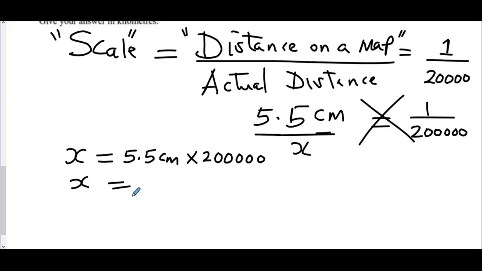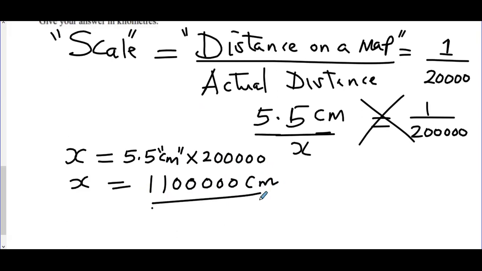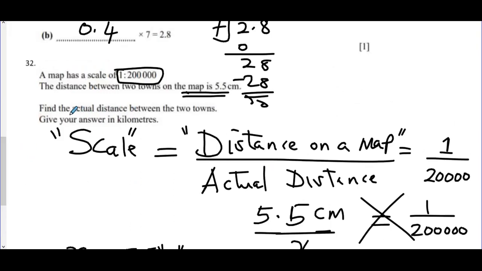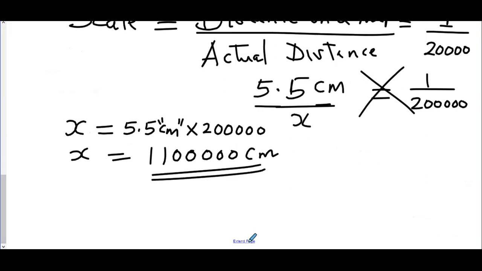If you do that manually, you're going to end up getting 1,100,000. So you're going to have 11, then double zeros, then triple zeros. But that will be in centimeters. That actual distance will be in centimeters. Now, guess what? They said, give your answer in kilometers. Now you repeat the process.